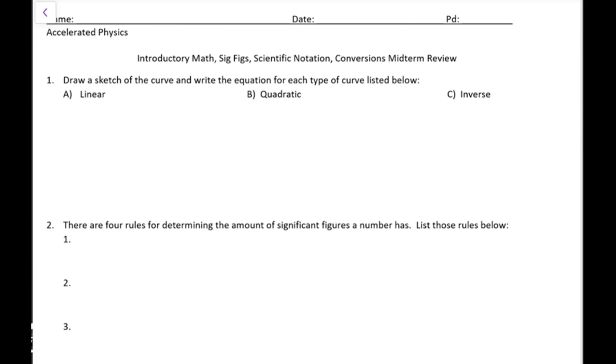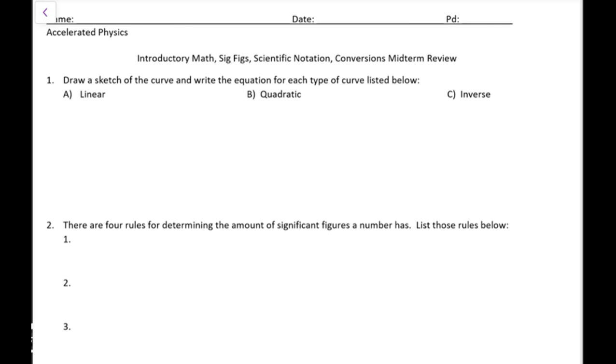Right, so I'm going to spend some time going through some of the review questions. I won't hit all of them, but I'll go through some of them. So I'm going to start from the first page of the review packet and talk about the sketches of the curves. So there's the linear, the quadratic, and the inverse.